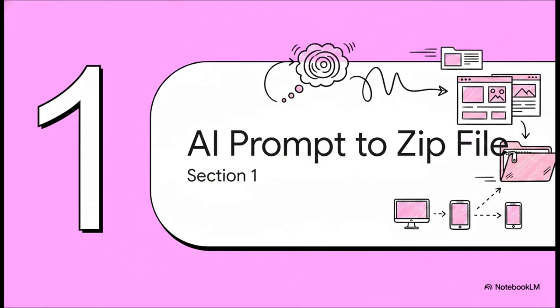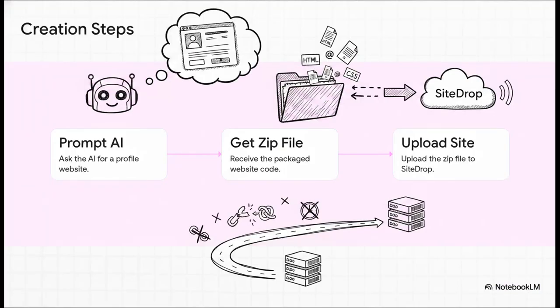Section 1. AI prompt to zip file. And this brilliantly illustrates the whole flow. By putting all that heavy lifting of web design into a simple text prompt, we get this core three-step loop. First, you prompt the AI descriptively but directly. Second, you request and receive that zip file. The AI goes ahead and writes the HTML, structures the CSS, and packages it up neatly for you in one tidy folder. And third, you upload it to SiteDrop.